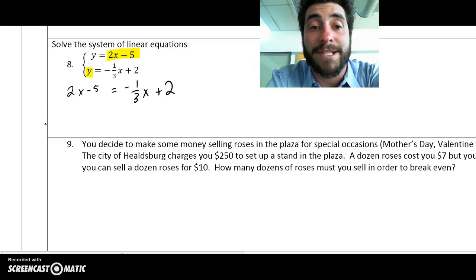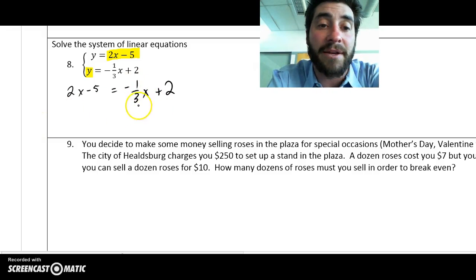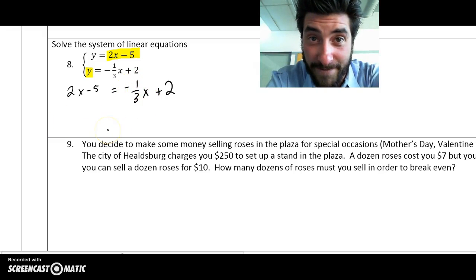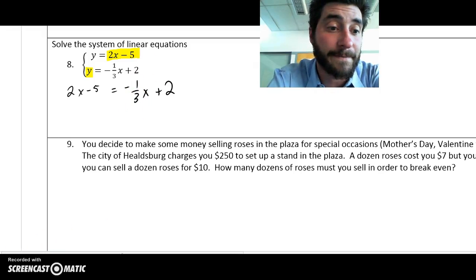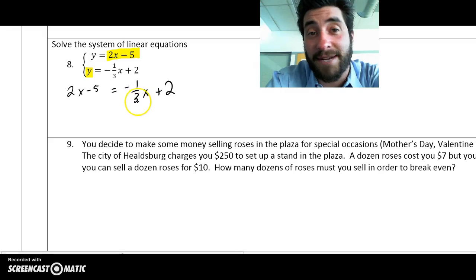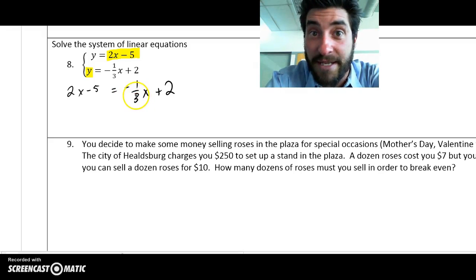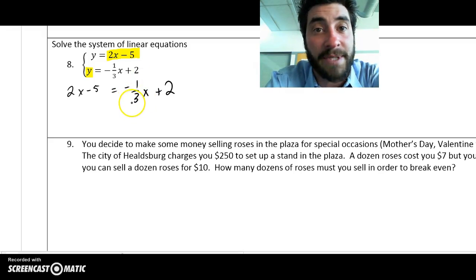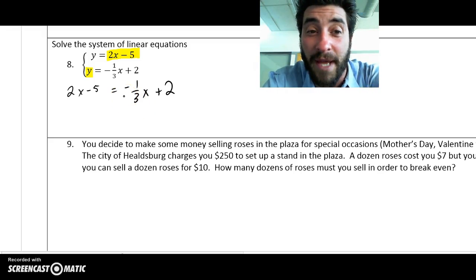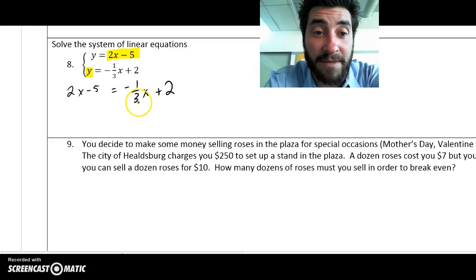What I'm going to notice first is that I could add 1/3 x to both sides to get rid of this. What I'm going to do instead, though, is I would really like this fraction to not exist. I would really like there not to be a denominator here. So I'm going to say, well, this is really just negative 1 divided by 3. And I know how to undo division. I know how to undo dividing by 3 by multiplying by 3.